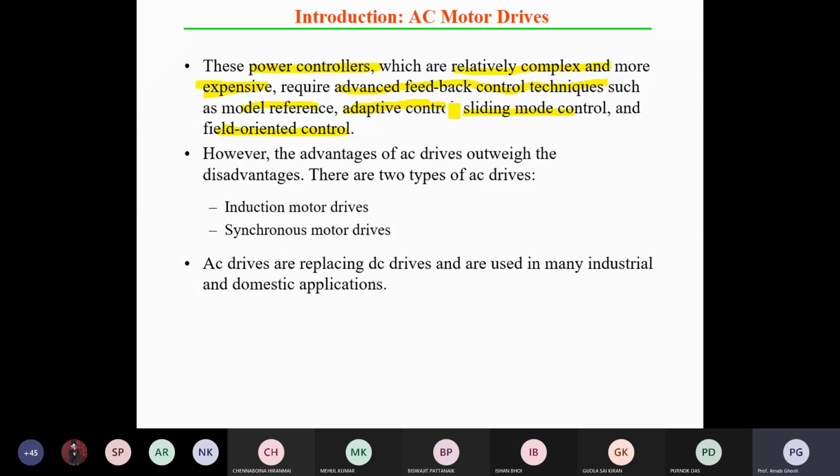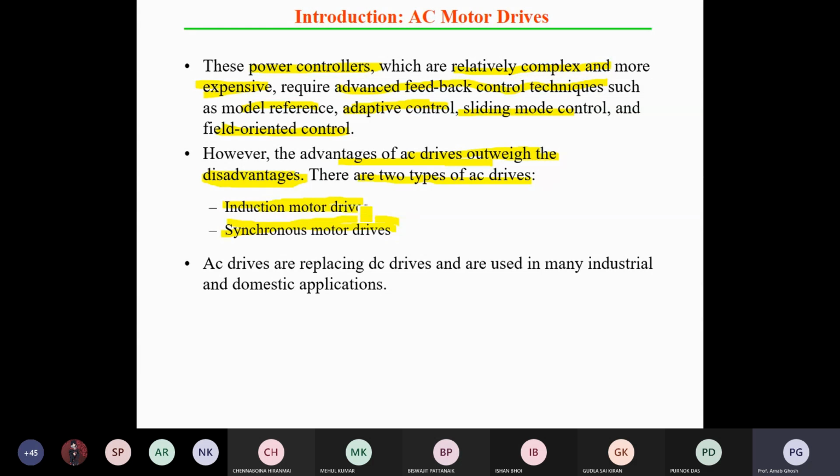However, the advantages of AC drives outweigh the disadvantages, so you can omit the disadvantages. There are two types of AC drives: induction motor drives and synchronous motor drives. AC drives are replacing DC drives and are used in many industrial and domestic applications.